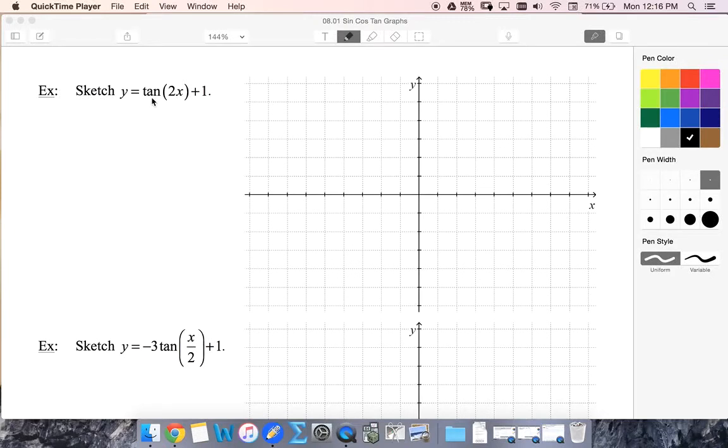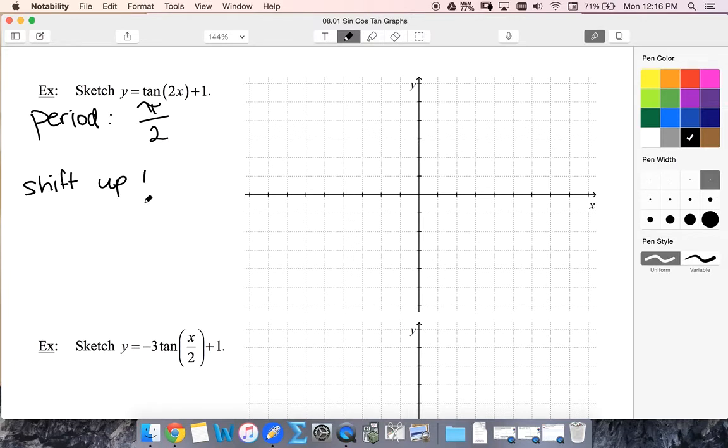All right, notice we have no vertical stretch, but we do have a horizontal shrink, so our period is now going to be the original period divided by the b value, so now our period is pi over 2. And we have a shift up by 1. So if we have a shift up by 1, that's where our center or our turning points are going to be.